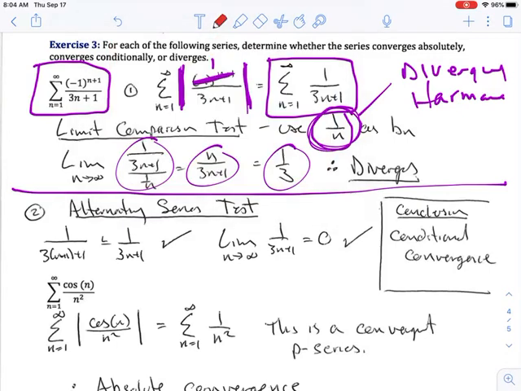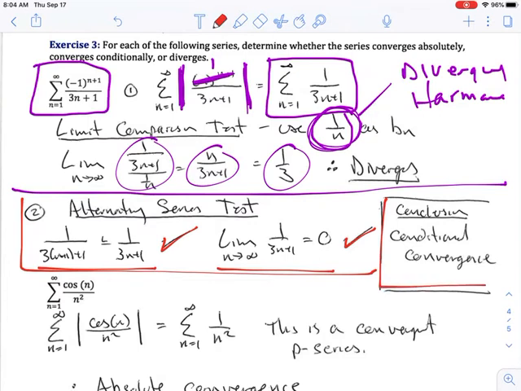And in the alternating series test, right here, we see that it does converge. It meets both of these requirements. In other words, number one, we can show that it is a decreasing function. And number two, we can show that the limit does equal 0. So it converges by the alternating series test, but it diverges by absolute convergence. Therefore, we conclude that it is conditionally convergent. In other words, it will converge on the condition that the terms alternate in sign.